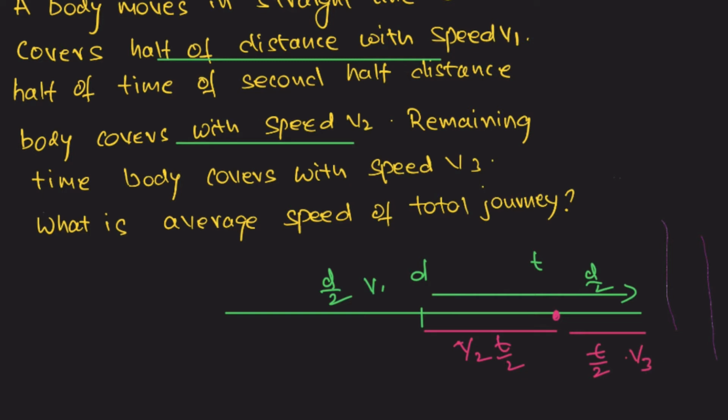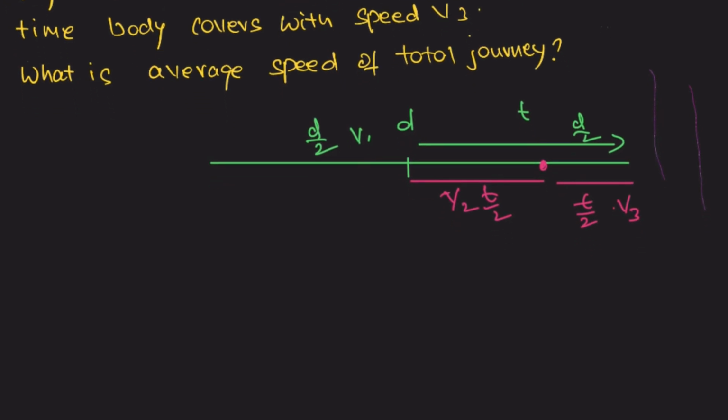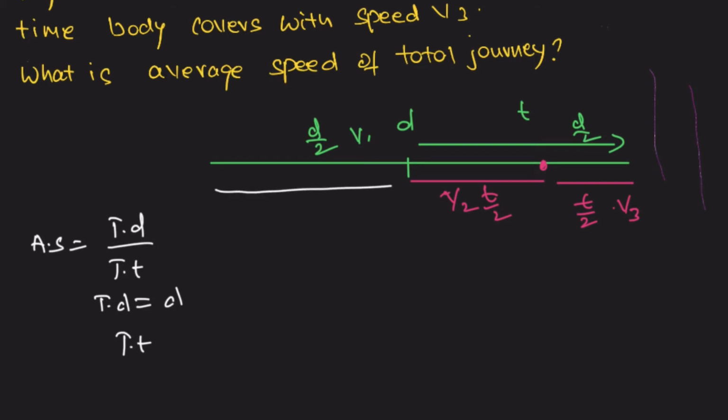Now I want to find the average speed. So what is the average speed formula? Total distance by total time. So what is the total distance here? I take the total distance d. What is the total time? The first half distance we assumed it covers in time t0. The remaining distance covers within the time t. So the total time is t0 plus t.